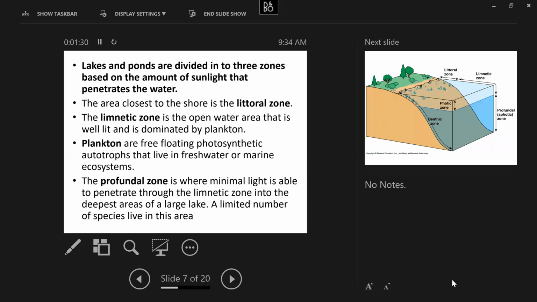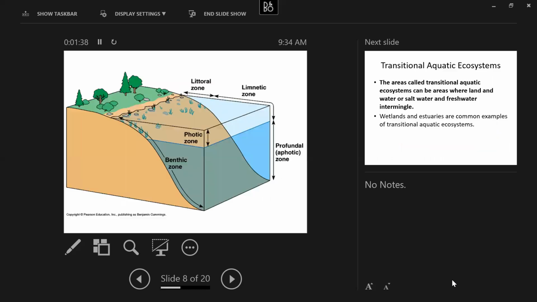So we divide lakes and ponds into 3 zones based on how much sunlight they get and how far it gets through the water. So here's a picture of the different zones. There's the littoral zone, which is closer to the shoreline, the limnetic zone, which is basically the center of the lake. The profundal zone is going to be the deeper parts, and benthic zone is the shoreline all the way onto the lake floor.